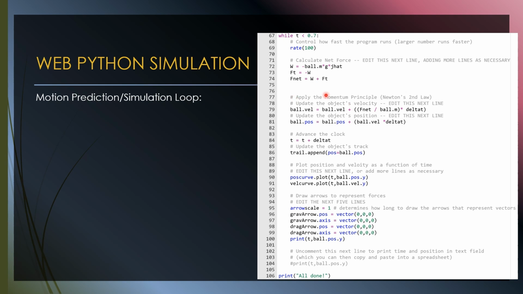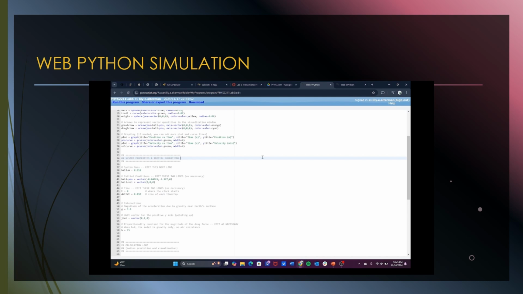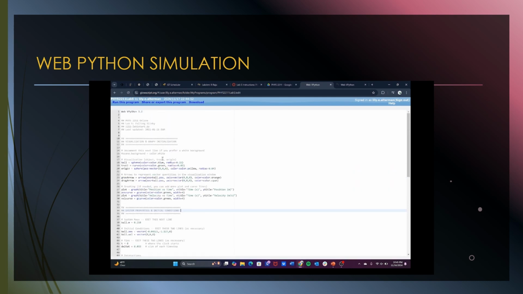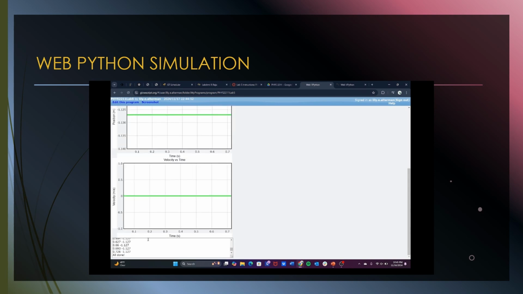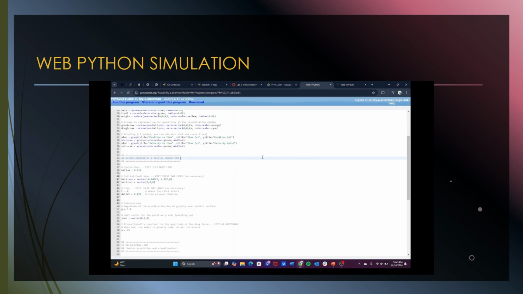And then we just have our formulas here. This is our F net, which we calculated by finding the force of gravity, setting that equal to the negative of the force of tension, and then we found all our values there. As you can see, this is our WebPython simulation. I run it right here, and it's a complete straight line for that position, which is what we wanted for the bottom.